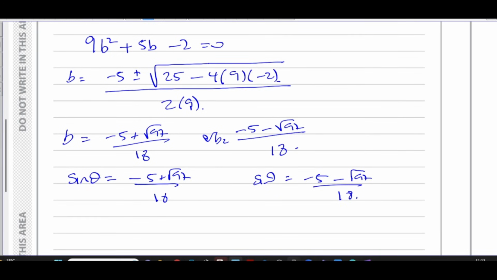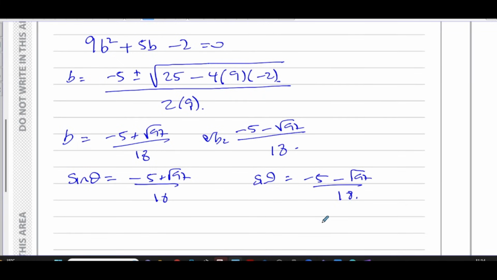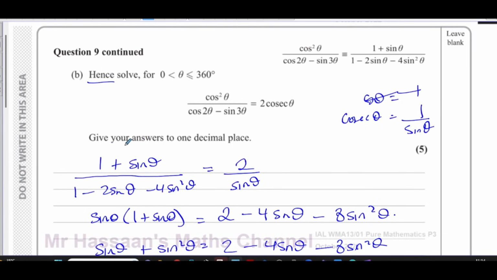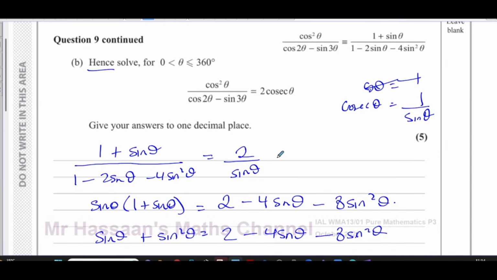Okay, so let's see what these give you. Now, this gives us minus 0.824, so that's a value we can use. And both of them will give us solutions, actually, so I can use both of them. The values are between minus 1 and positive 1, so they will both give us solutions. We've got to find all the answers between 0 and 360 for this.